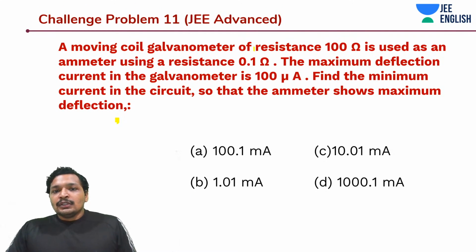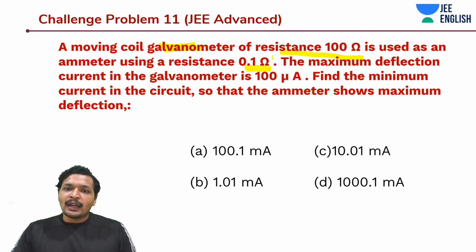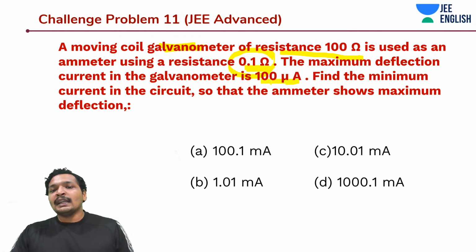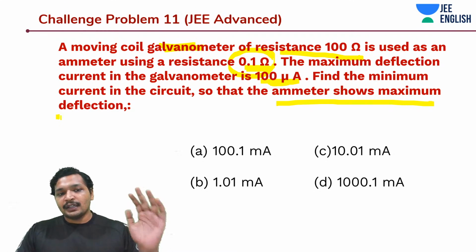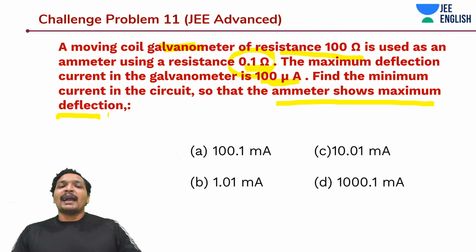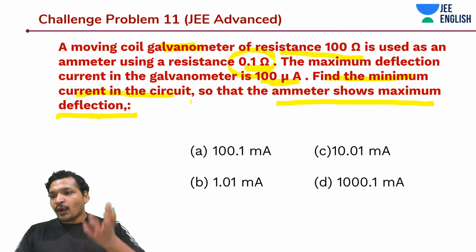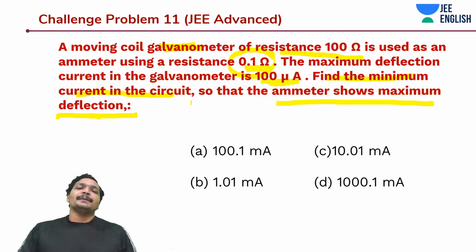Okay. So a moving coil galvanometer, the resistance of the galvanometer is 100 ohms, and you need to convert this into an ammeter using 0.1 ohms, and the initial maximum deflection current is 100 microamperes. Now, so that the ammeter can show maximum deflection, what should be the current in the circuit? What can be that maximum current in the circuit?